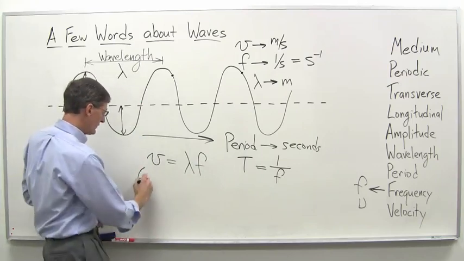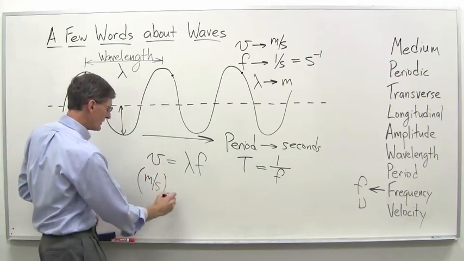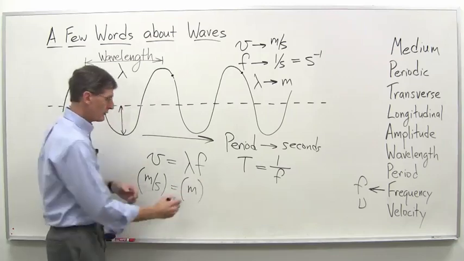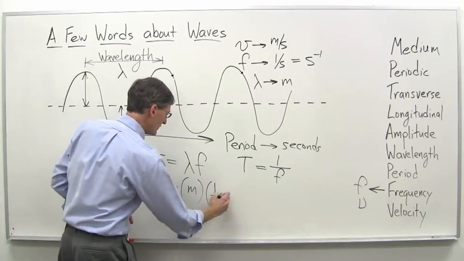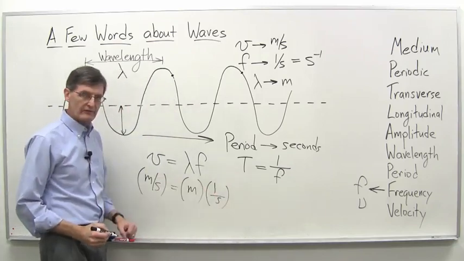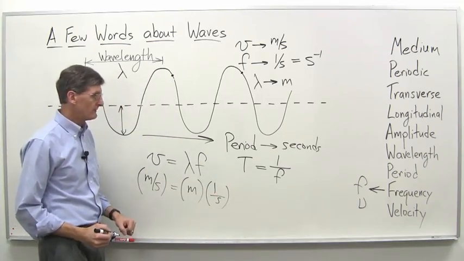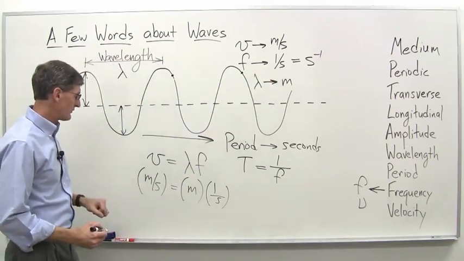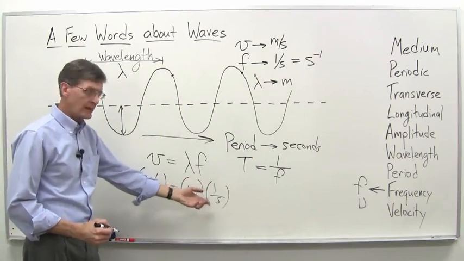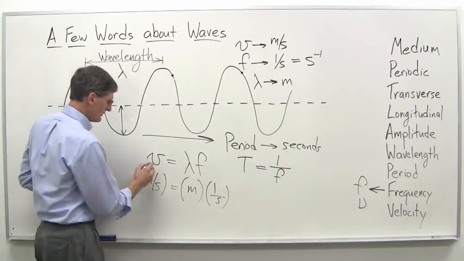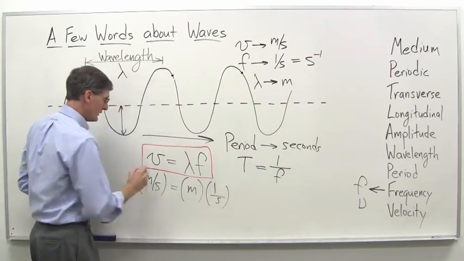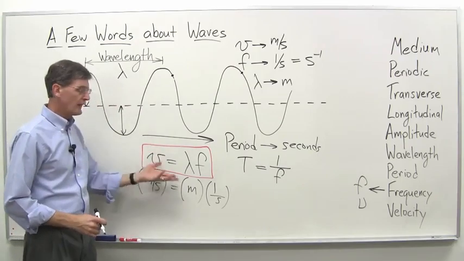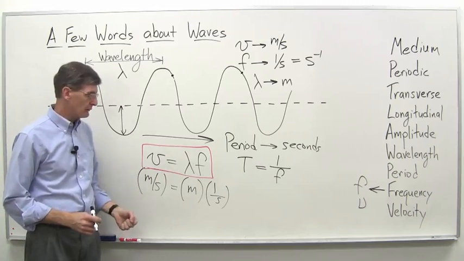Because velocity is meters per second, lambda is in units of meters, and frequency is in units of 1 over seconds, with S being our abbreviation for seconds. And so this is just meters per second. This is the relationship right here, the key relation. The velocity of the waves we'll be talking about is simply the wavelength times the frequency.